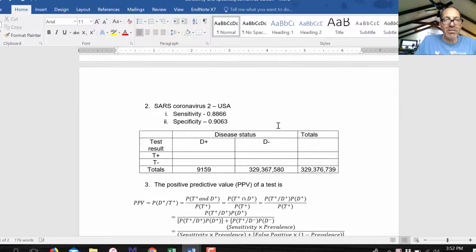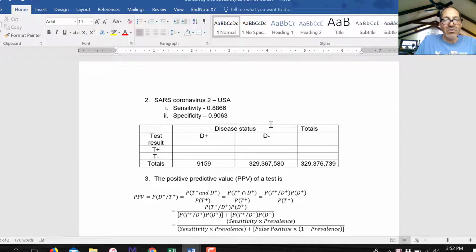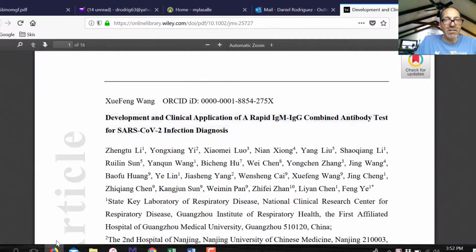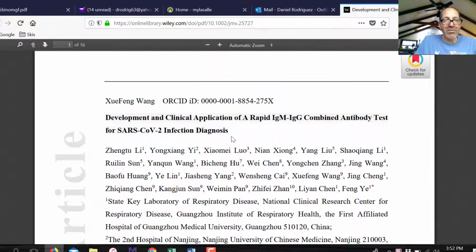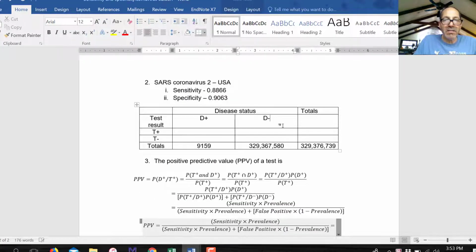All right, so let's apply this to this SARS-coronavirus 2. This is the best article I've been able to find so far on sensitivity and specificity. This is the source if you're interested. It's by this author, Development of Clinical Application of a Rapid IgG combined antibody test for SARS-coronavirus 2 infection diagnosis. So I created this little cross tabulation, but I left everything blank here. So we have either people being disease positive or disease negative.